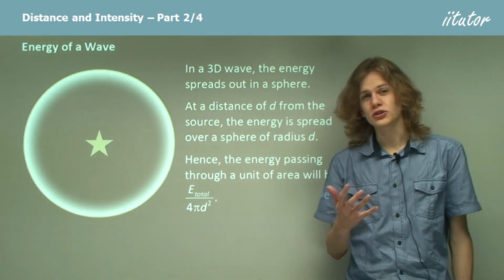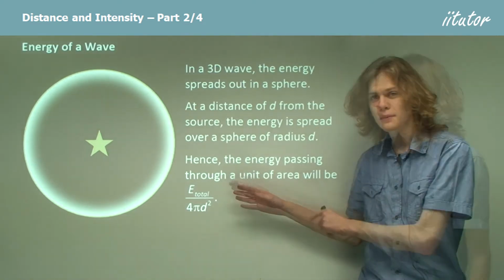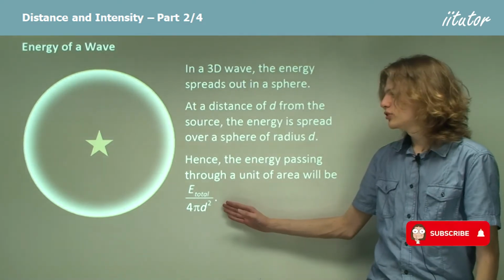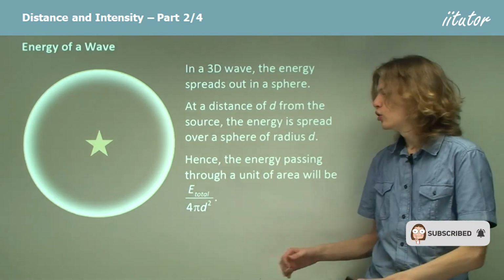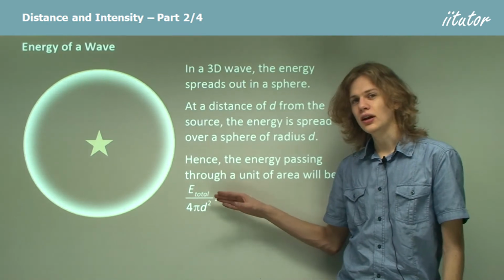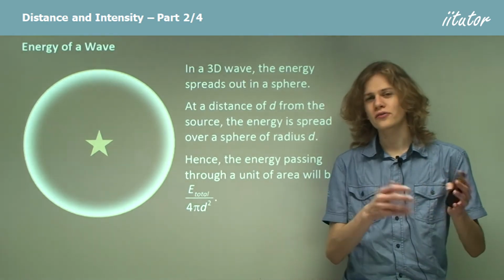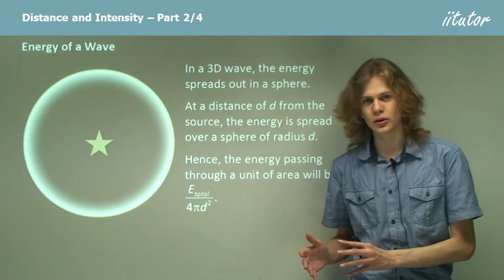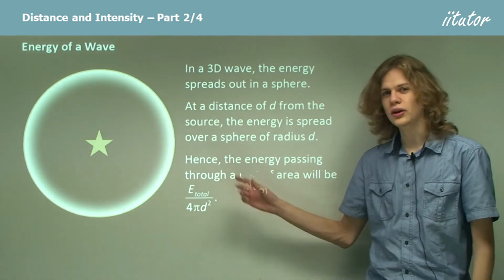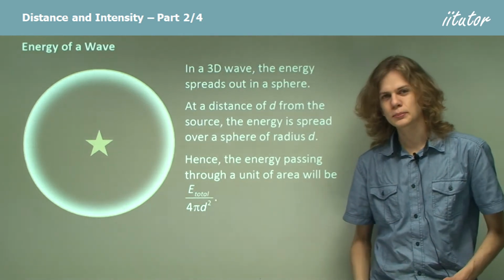The surface area of a sphere is 4 pi r squared, so if we want to divide the total energy by the area, we end up with this figure here: total energy over 4 pi d squared. And this will tell us the amount of energy divided by the amount of area, or in other words, the amount of energy per unit area that comes out through the sphere. So this is a measure of how intense a wave is.